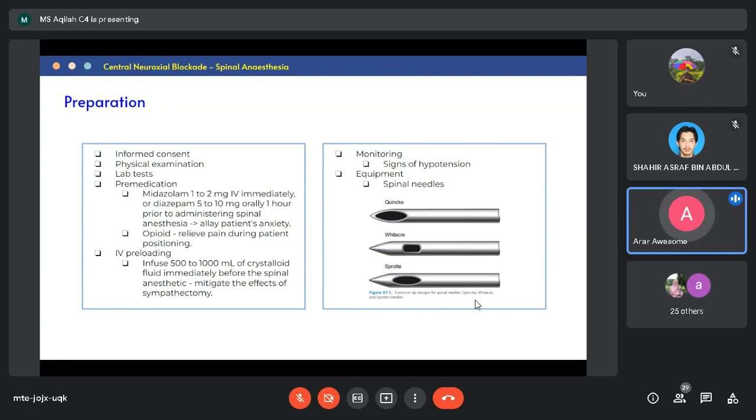In IV preloading, we infuse 500 to 1,000 ml of crystalloid fluid immediately before the spinal anesthetic. This will mitigate the effect of sympathectomy. And also, we need to monitor the blood pressure to detect any sign of hypotension. Also, the most important is equipment, the spinal needle that we have, Quincke and Sprotte. Okay, next. Which one do we use?